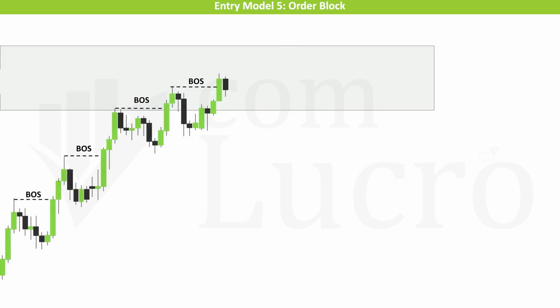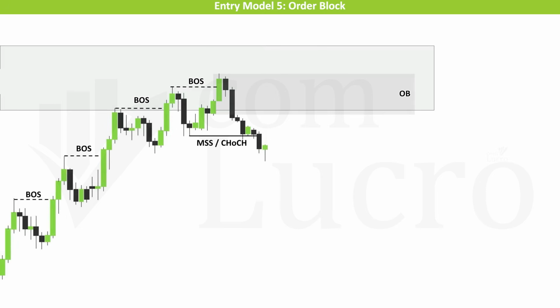After that, we zoom into a lower timeframe and look for confirmation, such as a clear change of character. Once the change of character is confirmed, we identify the last up-close candle at the origin of the bearish impulsive leg that caused the market structure shift. That candle becomes our lower time frame bearish order block.